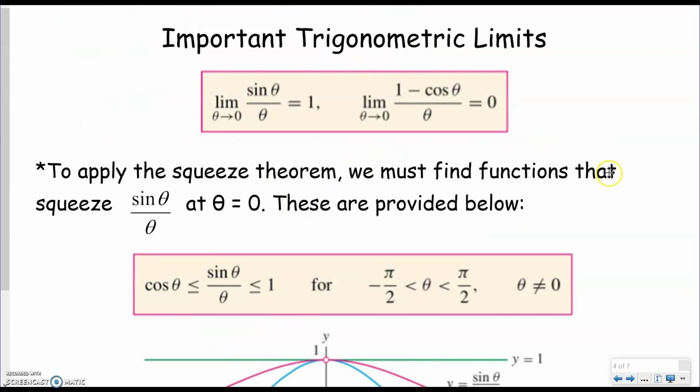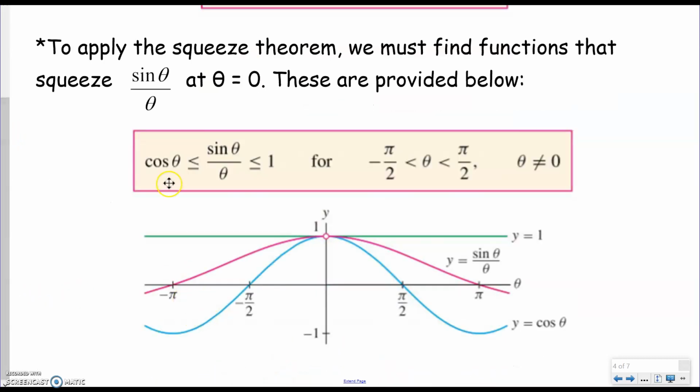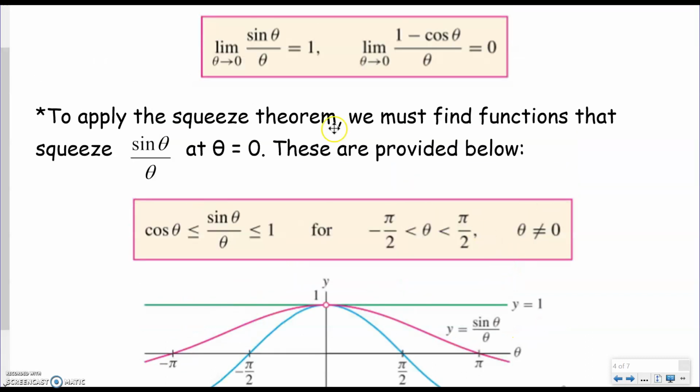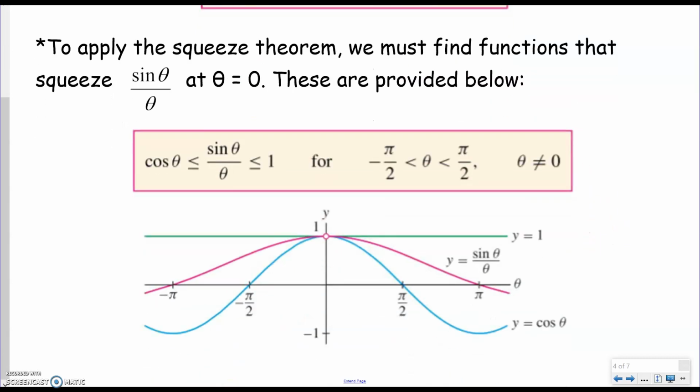Moving on, important trig limits. The limit as theta approaches 0 of sine of theta over theta is 1, and the limit as theta approaches 0 of 1 minus cosine of theta over theta is 0. Memorize these. There's a proof in your book that you can check out. Cosine of theta is less than or equal to sine of theta over theta, which is less than 1. So that is the squeeze theorem that they're using to prove this particular one here. And then this kind of goes along with it.